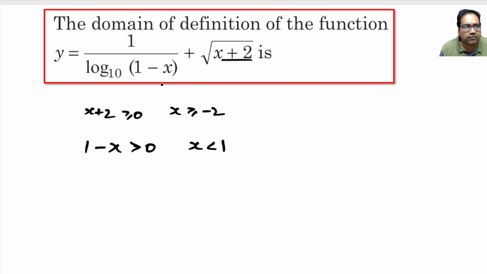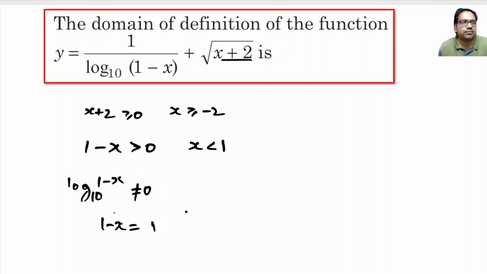Okay. And we need to be very careful with this denominator. The denominator cannot be 0. Denominator log base 10 of 1 minus x cannot be 0. What does that mean? If it is 0, that means 1 minus x is 10 power 0, which is 1. That means 1 minus x equal to 1. What does that mean? x equal to 0.